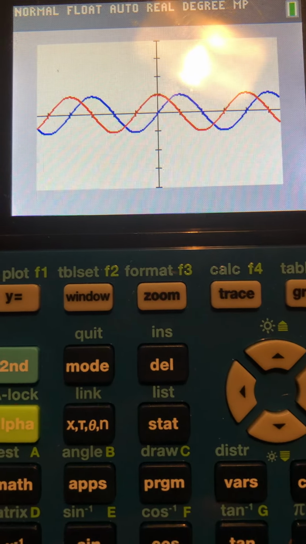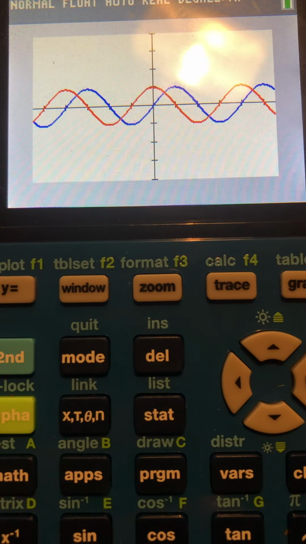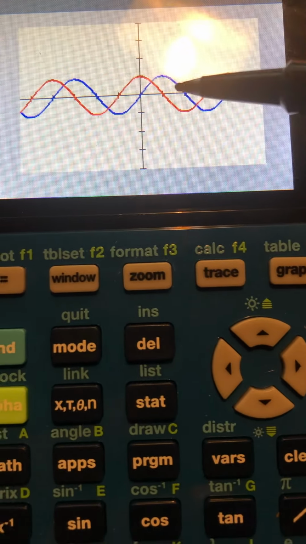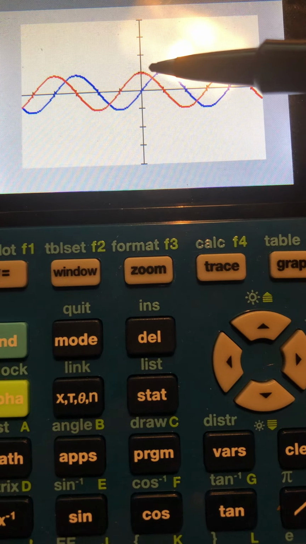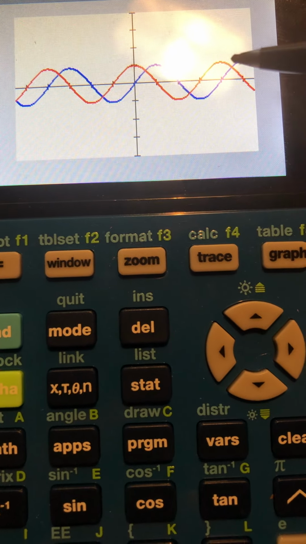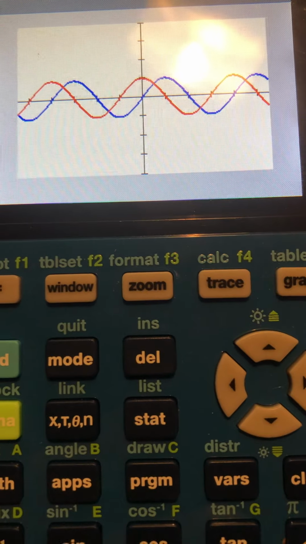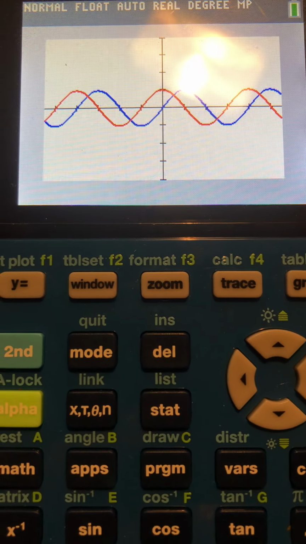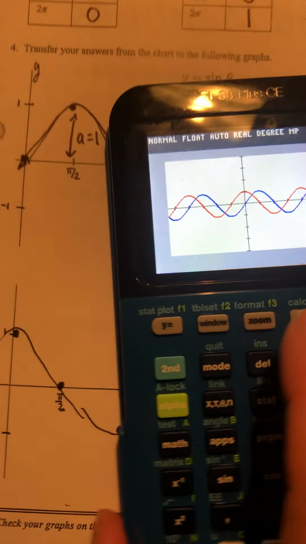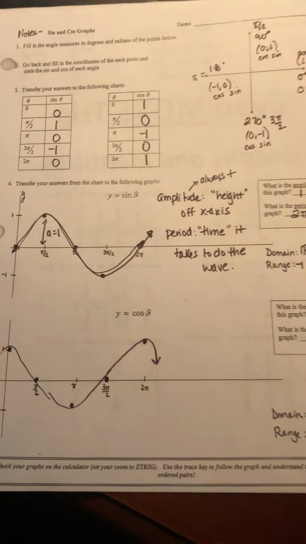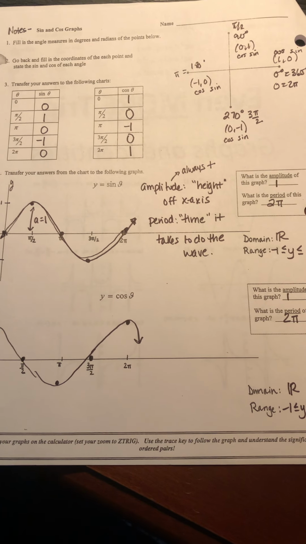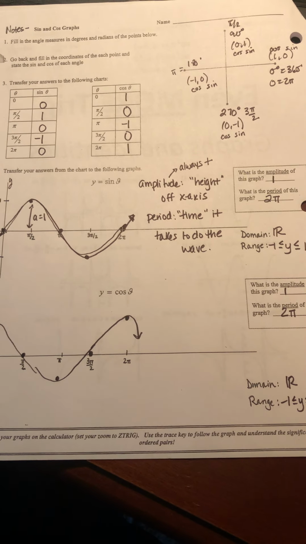So the blue graph was my sine wave, the red graph is the cosine wave. The cosine wave is really just the sine wave shifted over, right? It's still periodic, it still has an amplitude of 1 and a period of 2 pi, but that is the cosine wave. Okay. So just to review, this is the basics of the sine wave and the cosine wave. Okay. But we are going to take it one step further.